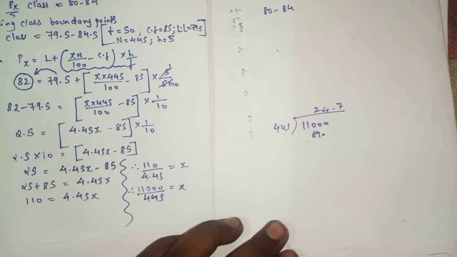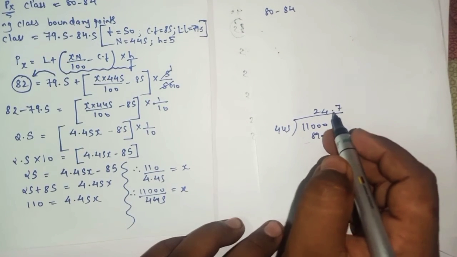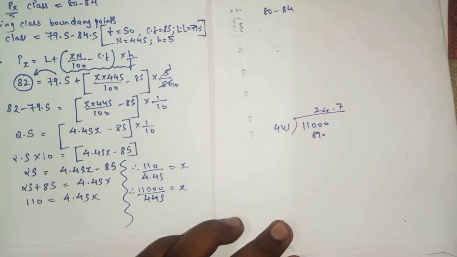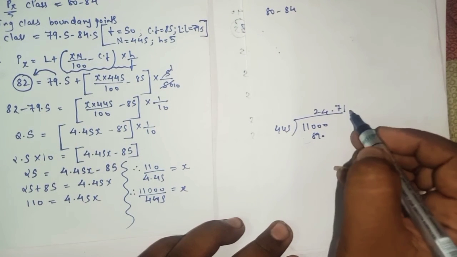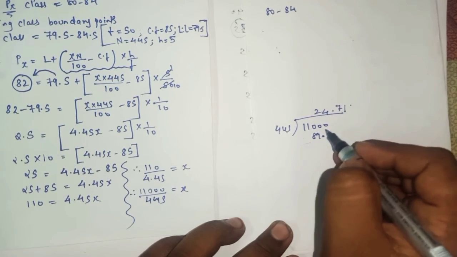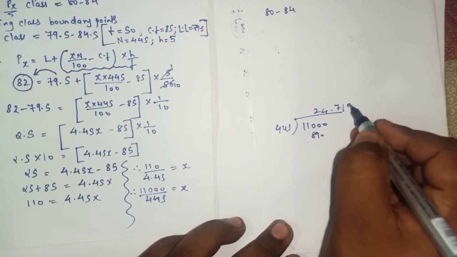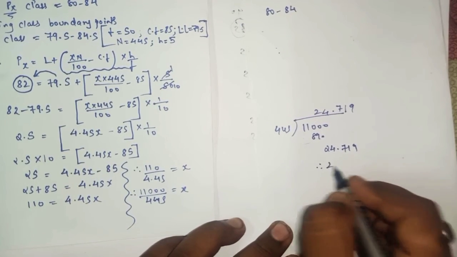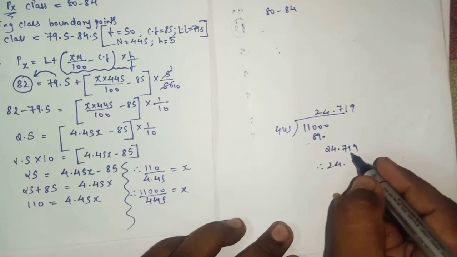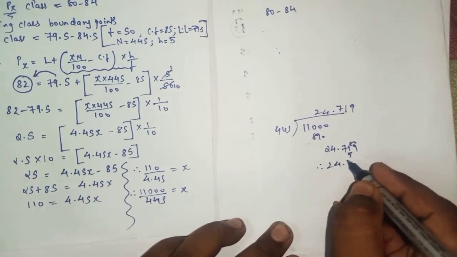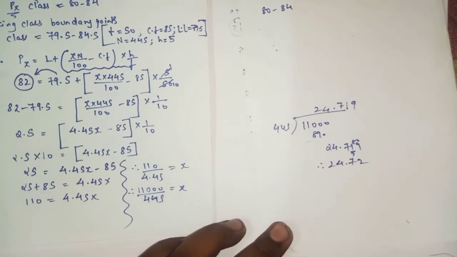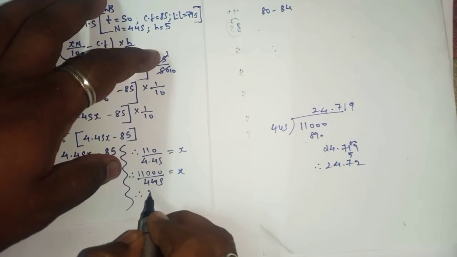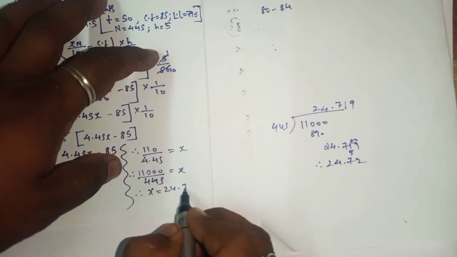See to it that whenever you have to find the answer and it is in decimal, up to 2 decimal places you have to find your answer. Remember this. So here 71, 24 71, and then 9s are 6, 2s are 9. So here we got 24.791. As I told, up to the second decimal place, so we'll do an approximate answer. So 24.72 is the answer. So here we got x equals 24.72.